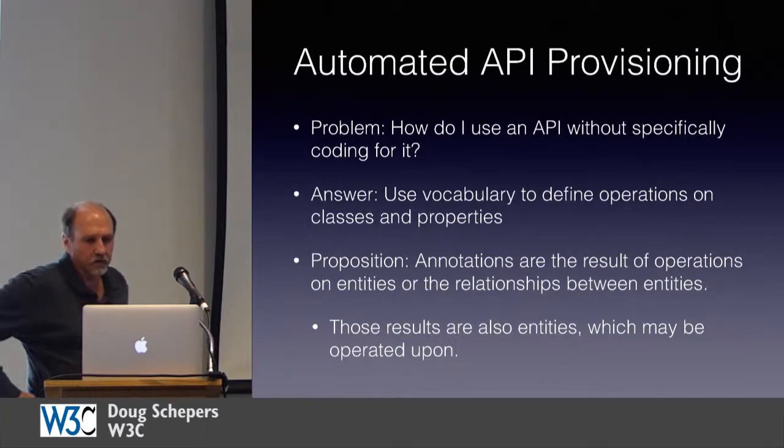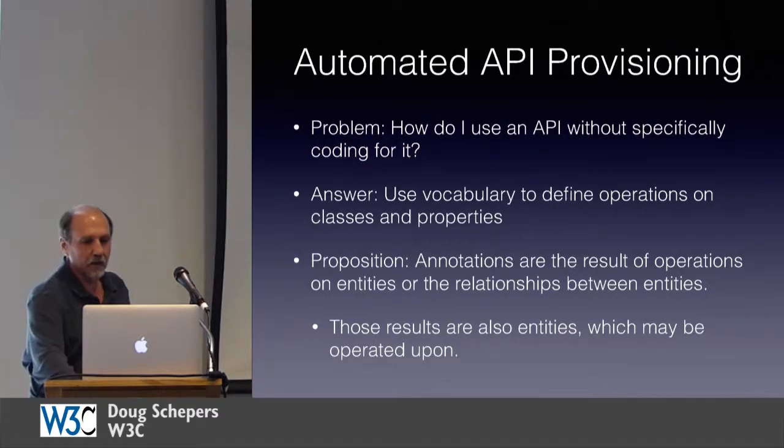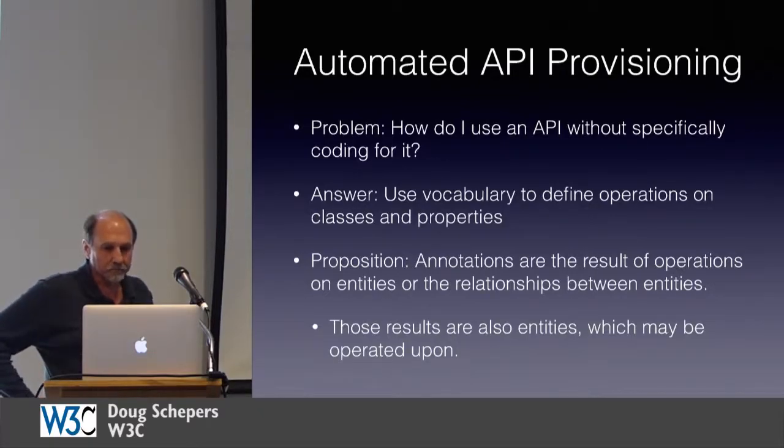So the proposition here is that annotations are then the result of performing operations on these entities. I have a sports team, I perform a comment operation. The result of that is a new entity. Now this allows me to treat those comments as first-class citizens that can in turn be commented upon, replied to, or whatever.